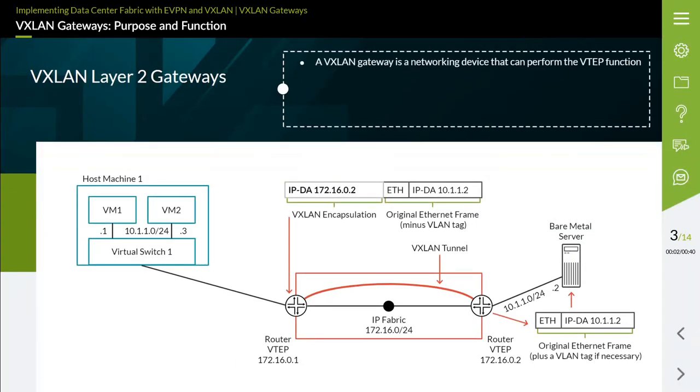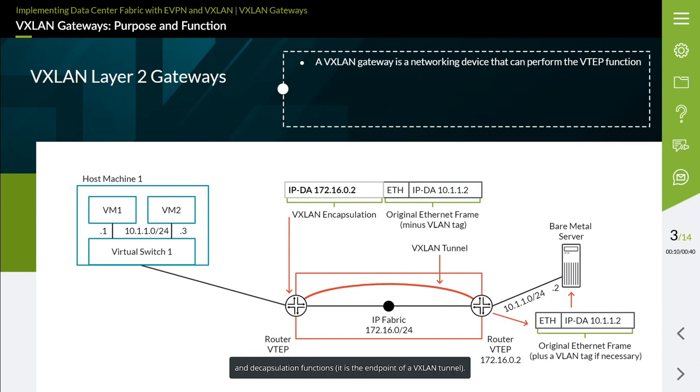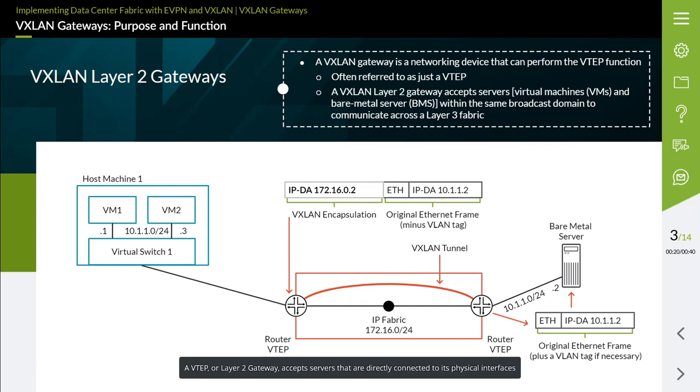A device that has VTEP functions enabled is a Layer 2 gateway, as it has the capability to perform VXLAN encapsulation and decapsulation functions. It is the endpoint of a VXLAN tunnel. A VXLAN Layer 2 gateway is often just referred to as a VTEP. A VTEP, or Layer 2 gateway, allows servers that are directly connected to its physical interfaces to communicate across a Layer 3 fabric or network with devices that are in the same broadcast domain as the original source. This is what is often referred to as a Layer 2 stretch, or stretching a Layer 2 domain across a Layer 3 domain.